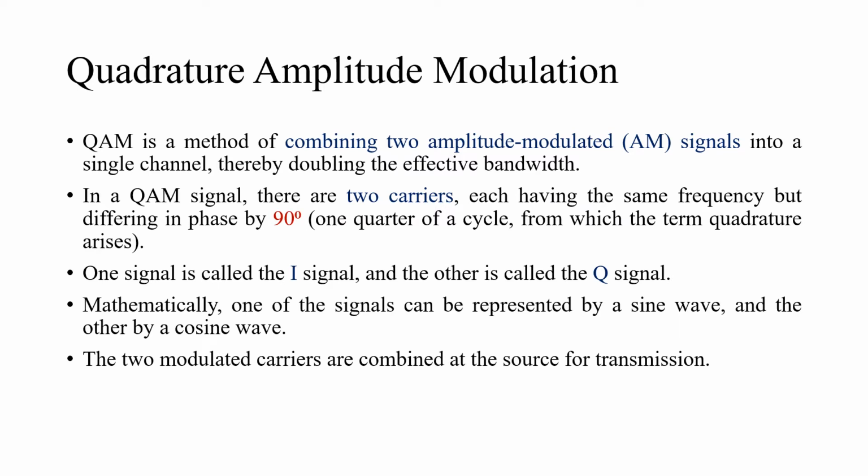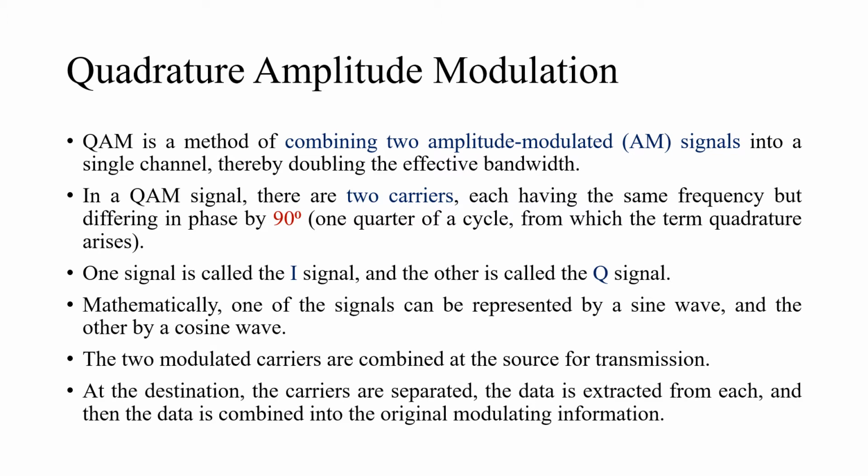These two modulated carriers are combined together at the source for transmission, and at the destination these two carriers are separated and the data from each channel is extracted to reproduce the message signal.